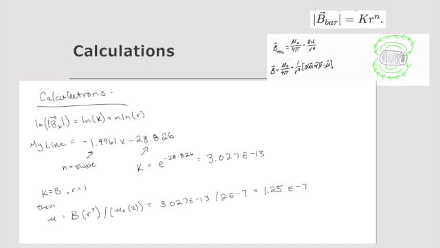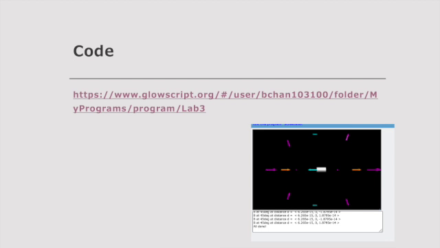I found those calculations to be quite a bit off because my slope is negative 1.9961, and I believe the optimal one was around negative 3. So that ended up skewing my data a little bit.